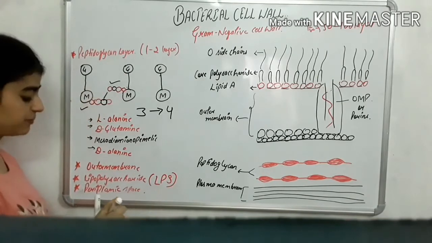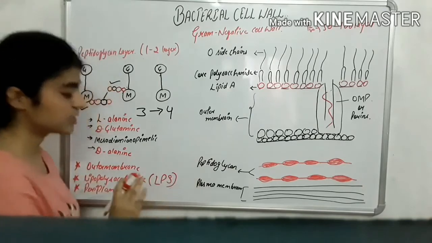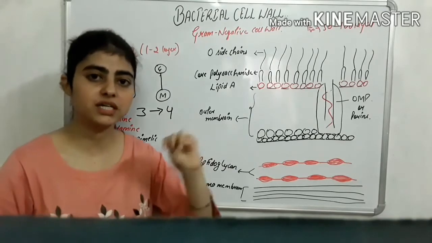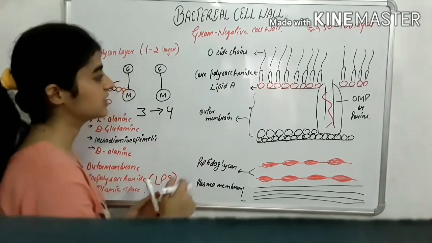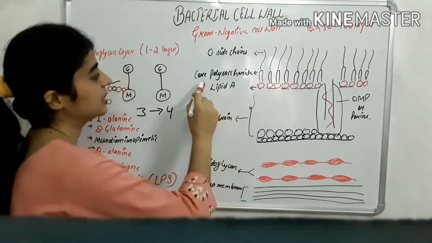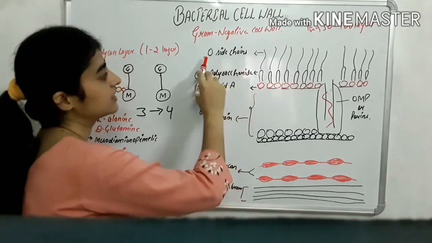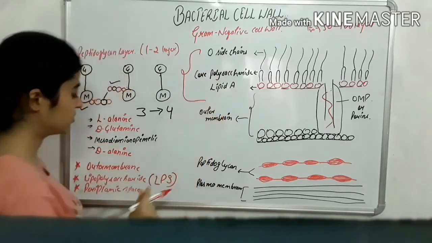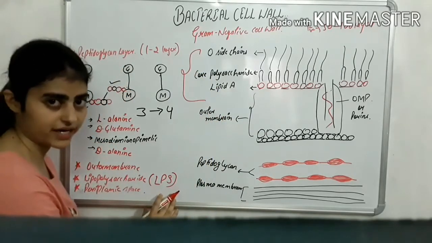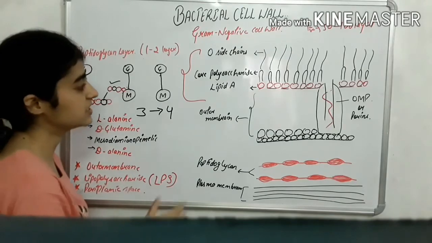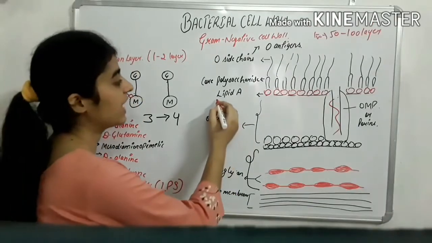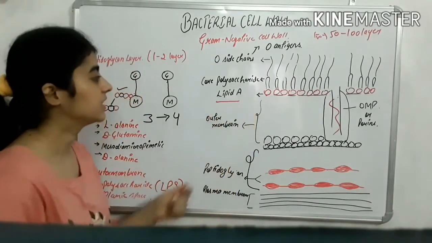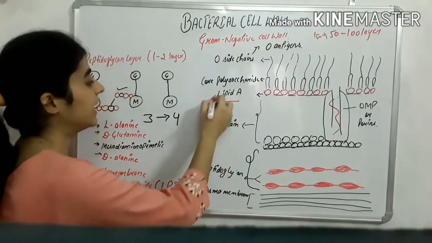Next we have lipopolysaccharide. This lipopolysaccharide is composed of 3 layers. The first layer is lipid A, the second layer is core polysaccharide, and the third layer is O side chain. These 3 together contribute to the formation of lipopolysaccharide. Now first is lipid A. This lipid A is also called endotoxin.